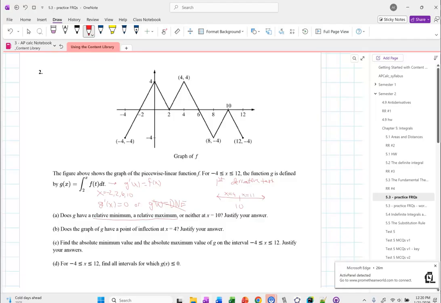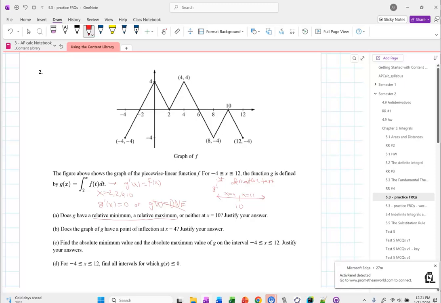I'll pick some values on either side of 10, but still in between the next critical point. So really anything between 10 and 12 would be sufficient. I don't want to pick the endpoint. And anything between 6 and 10 would be sufficient. Again, don't want to pick the endpoints. So there's nothing special about those two values I picked other than they're in between the stuff that matters.